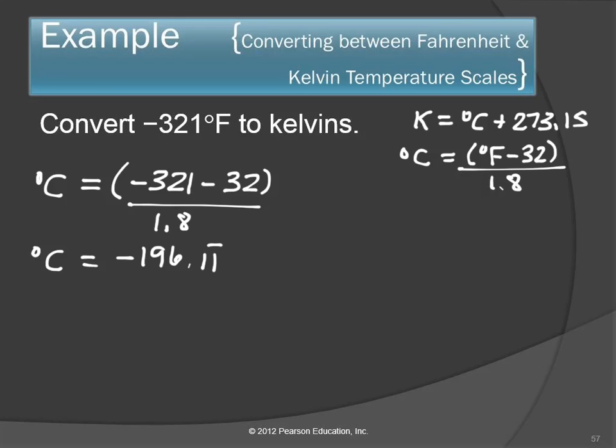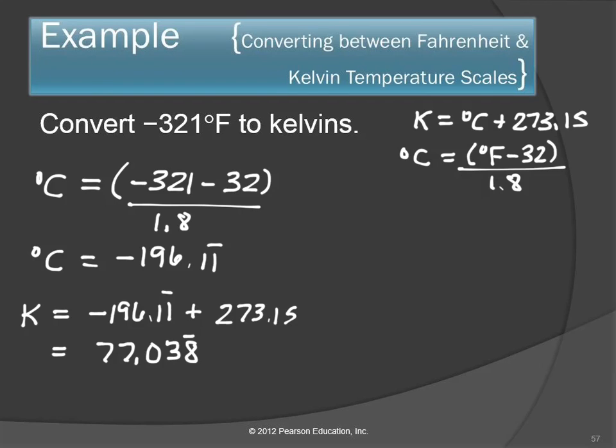Okay, so now we've got the temperature in Celsius. So the Kelvin temperature will equal that temperature, that's minus 196.11 repeating plus 273.15. And so I end up with 77.038 repeating. And the unit there is capital K for Kelvin.